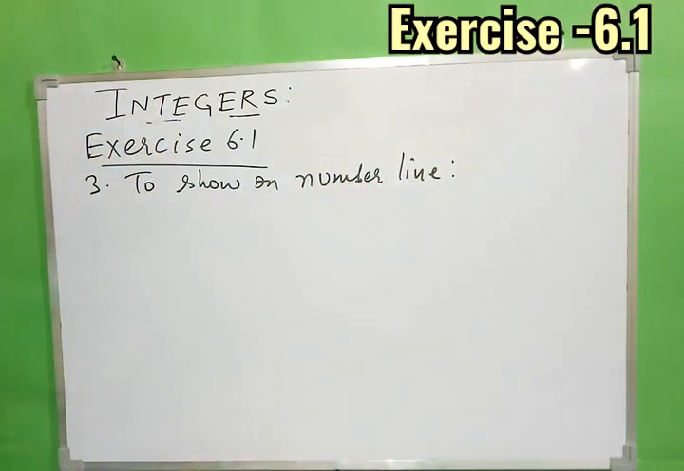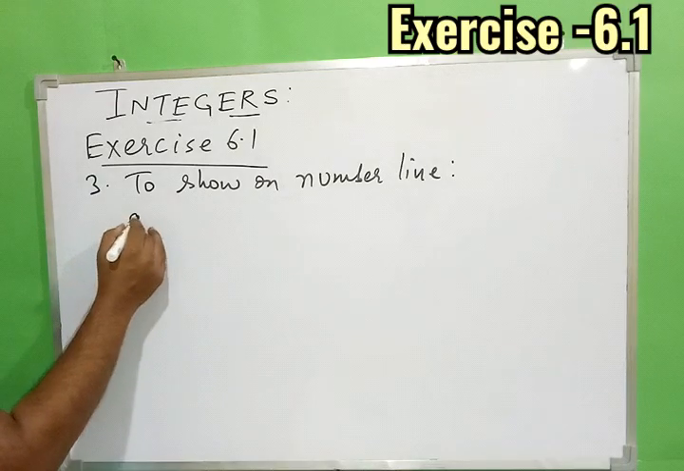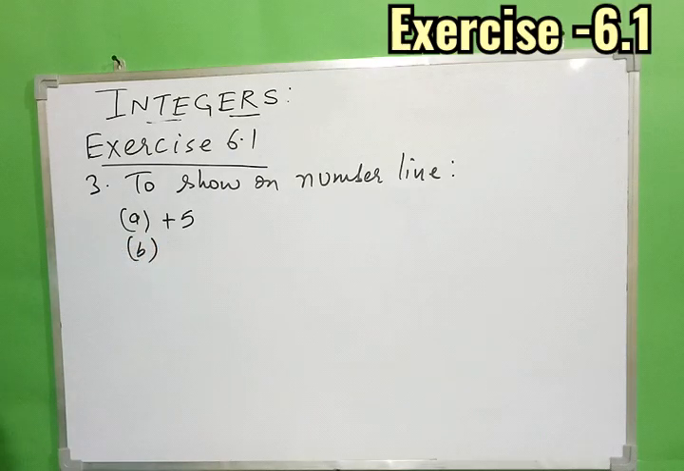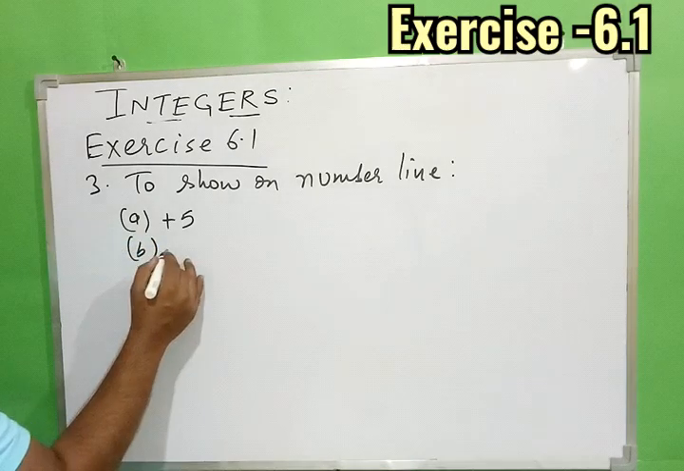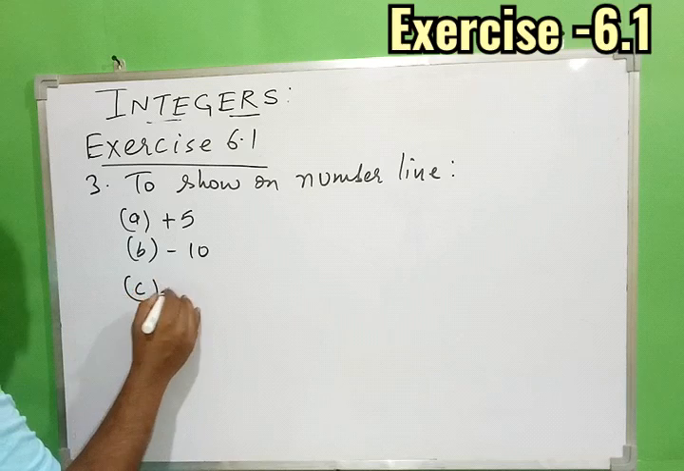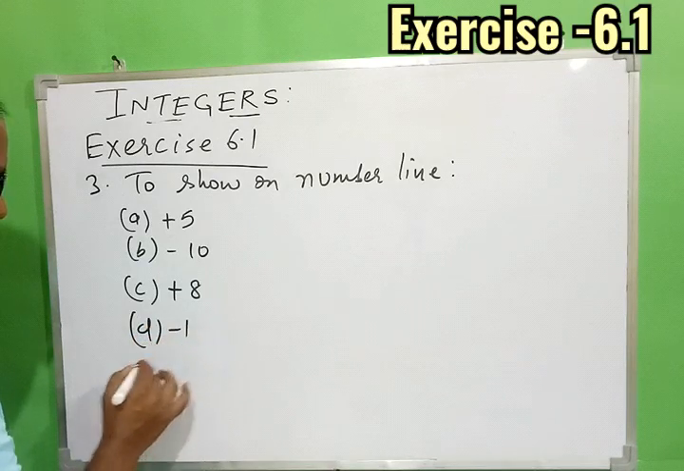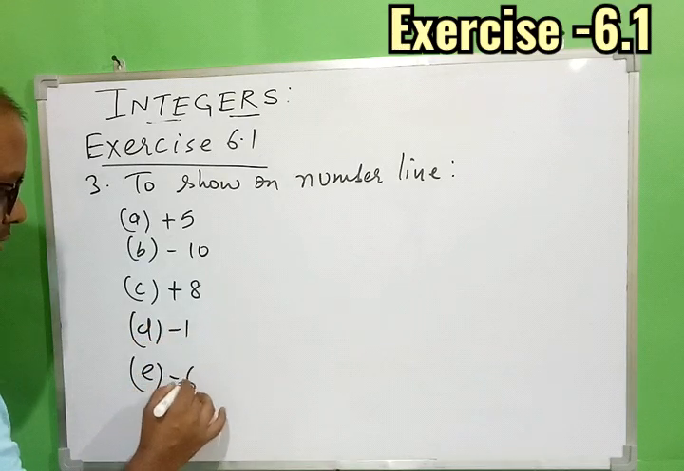the numbers which are given are plus 5. So let me write down all the numbers very first. Minus 10, plus 8, minus 1, minus 6. So minus 1 and minus 6.